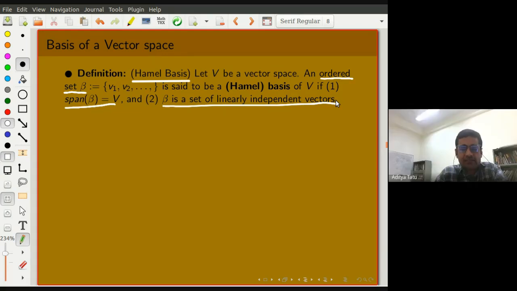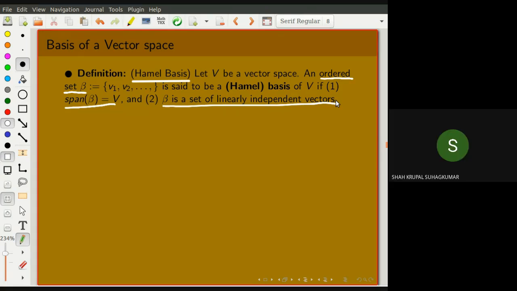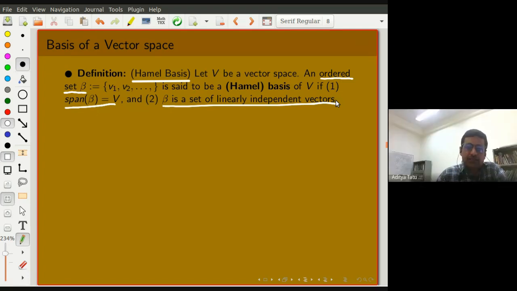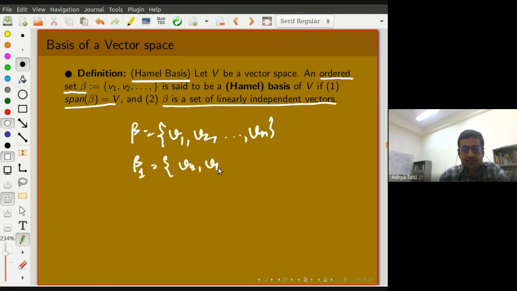Sir, what would be the significance of an ordered set? Because the span definition and the definition of linear independence both involve addition, which is commutative. In principle, let's say I have this set V1, V2, ..., Vn, and let me define another ordered set with Vn and some particular different order. As sets, beta and beta 1 are the same, but as ordered sets, they are different.